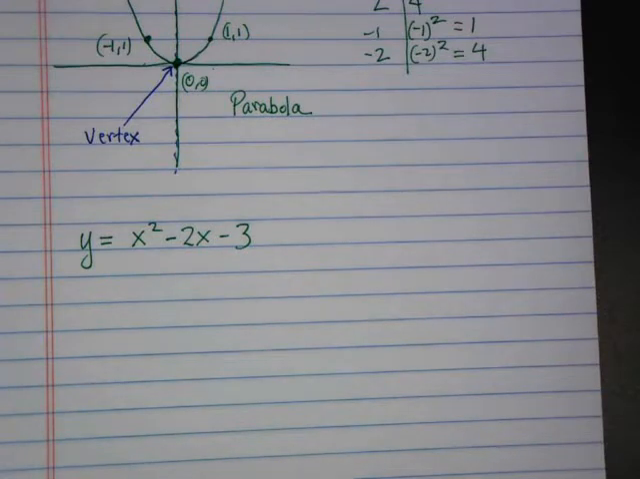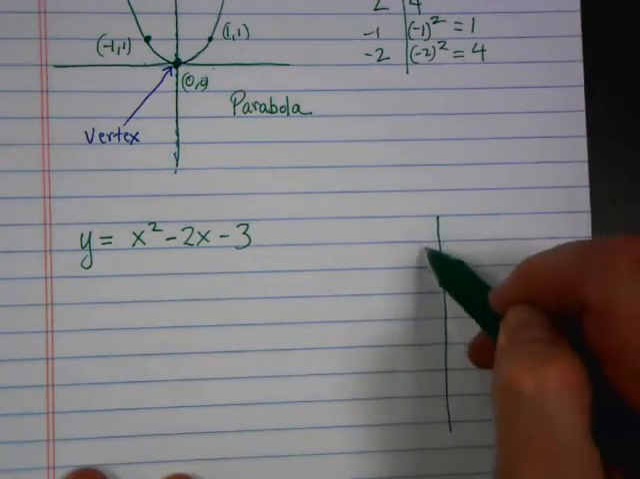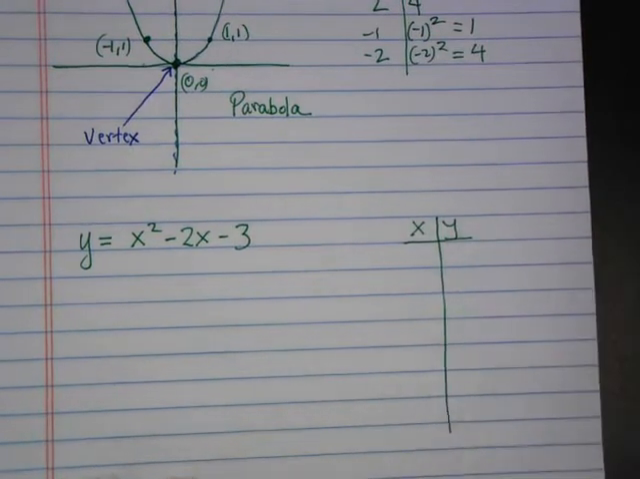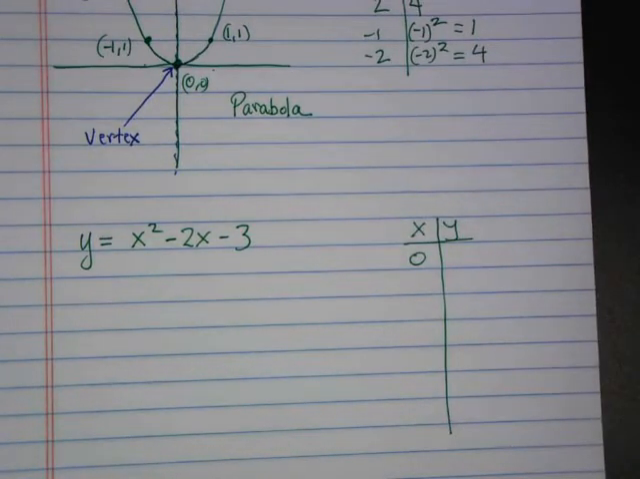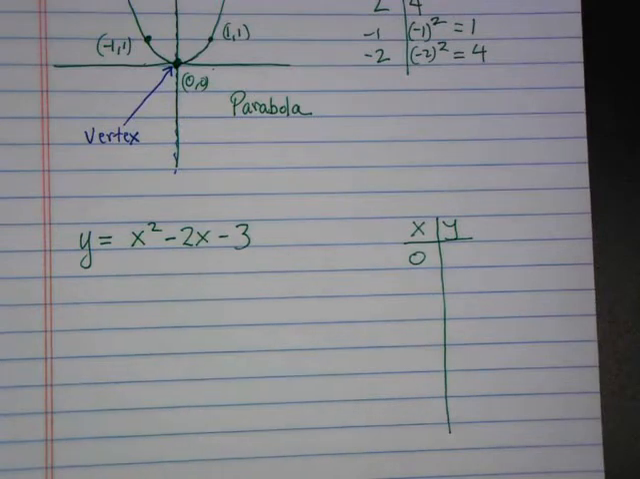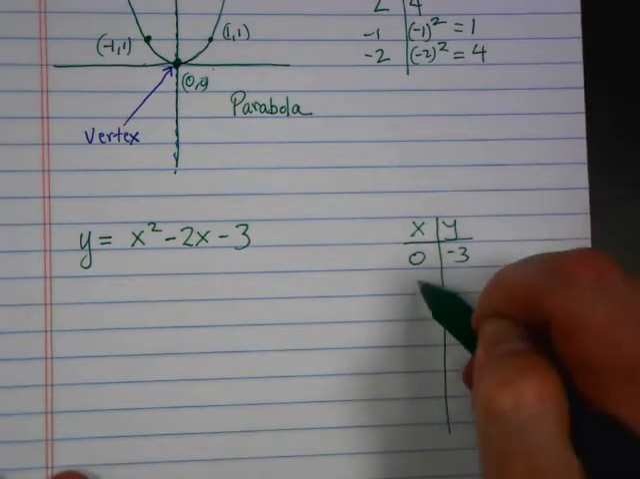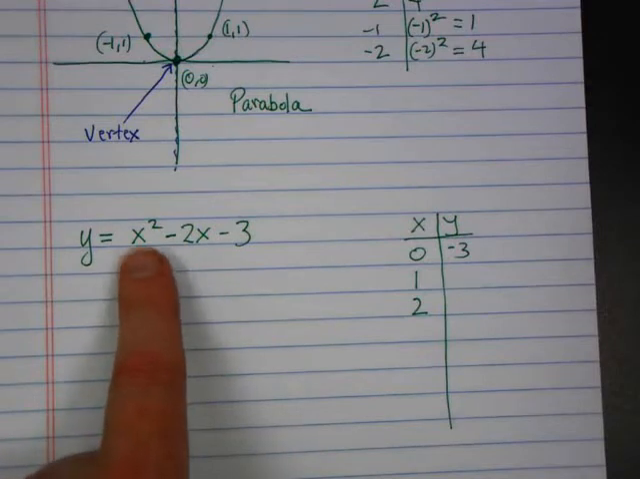Once again, if I didn't know anything about parabolas, I would build myself a table, and I would plug in 0, and a couple of my favorite positive numbers and a couple of my favorite negative numbers. So I plug in 0. When I plug in 0 for x, what do I get? Negative 3, because I get 0, minus 0, minus 3, negative 3. My two favorite positive numbers are going to be 1 and 2 again. Plug in 1. What's 1 squared? 1 minus 2.